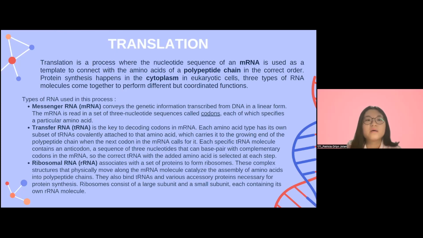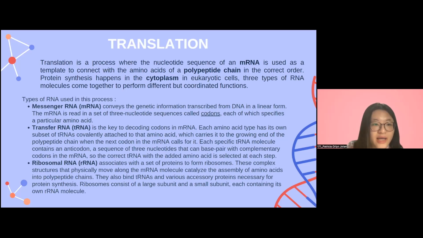So translation is a process where the nucleotide sequence of an mRNA is used as a template to connect the amino acids of a polypeptide chain in correct order. Protein synthesis happens in the cytoplasm in eukaryotic cells. 3 types of RNA molecules come together to perform different but coordinated functions.